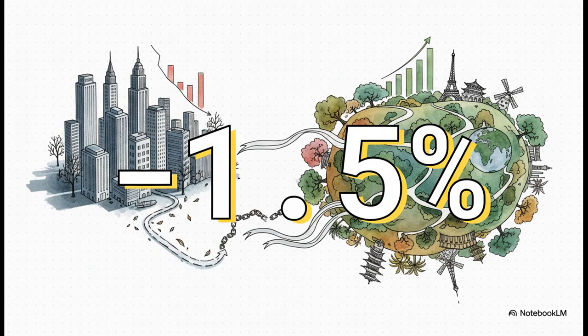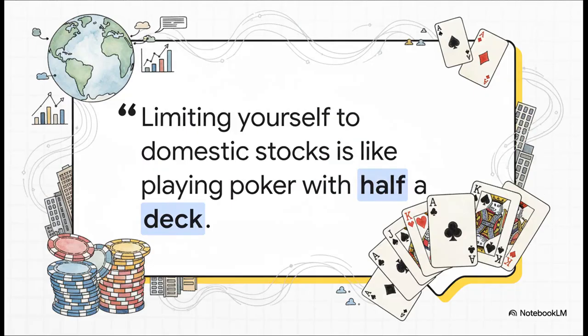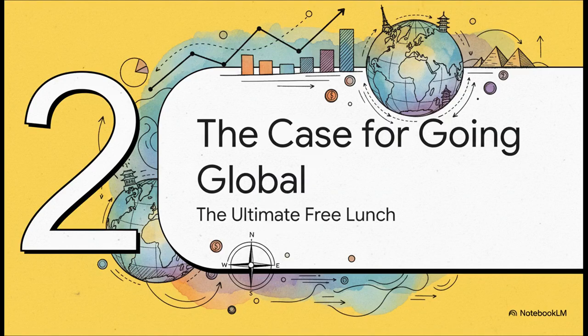The data suggests that by concentrating too much in U.S. stocks, you could be giving up as much as 1.5% in returns every single year. Now, that might not sound like a lot, but believe me, when that compounds over an entire investing lifetime, it adds up to a massive difference. And this quote just illustrates the problem perfectly. When you just ignore 40% of the world's companies, you're basically playing poker with half a deck. You're just leaving a huge part of the game on the table and limiting your chances of drawing a winning hand.